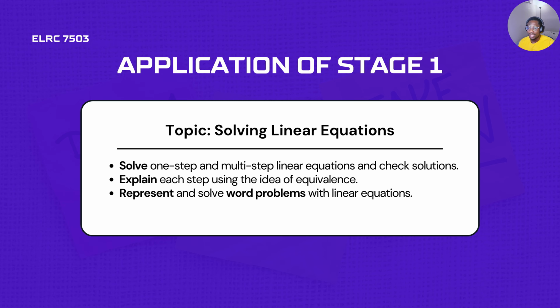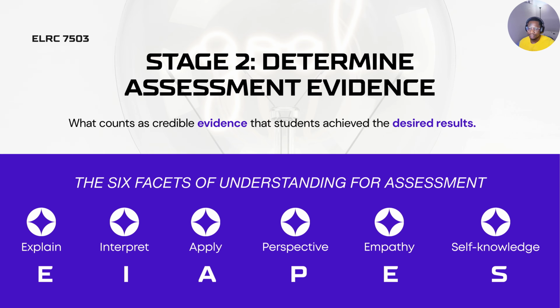So, how does stage 1 play out in my solving linear equation instruction? I want students to solve one-step and multi-step linear equations and check solutions. I want them to explain each step using the idea of equivalence. And then I want them to be able to represent and solve word problems with linear equations.